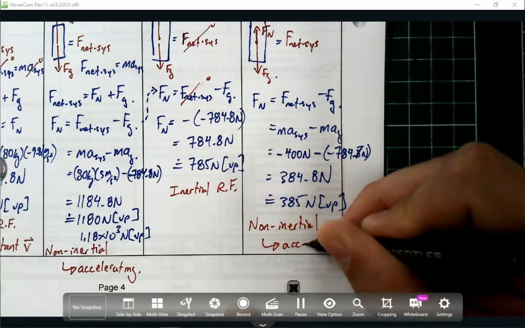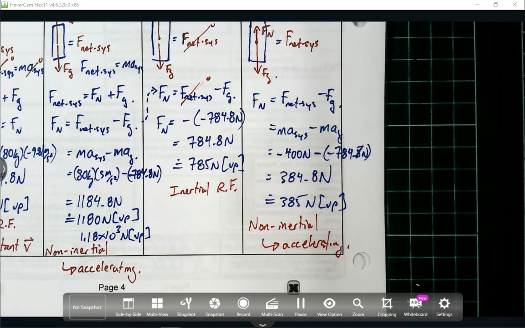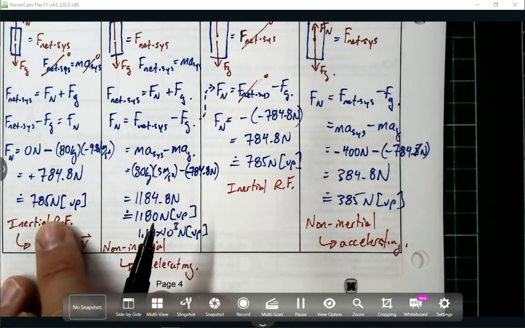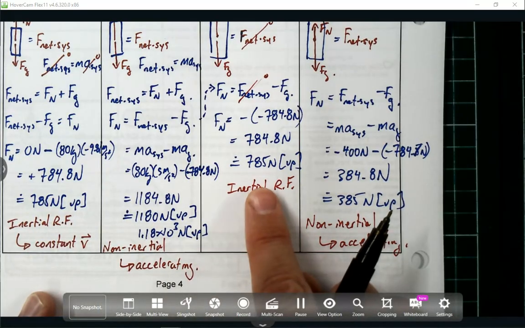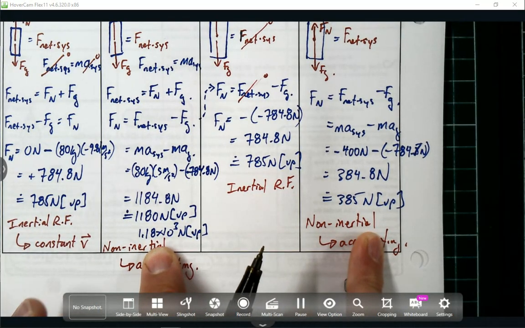Which means it's accelerating. And actually, here I've got a regular normal force. I hate to say normal force. I have a regular inertial normal force. I have an inertial normal force. I have two non-inertial normal forces, one where it's increased, one where it's decreased.